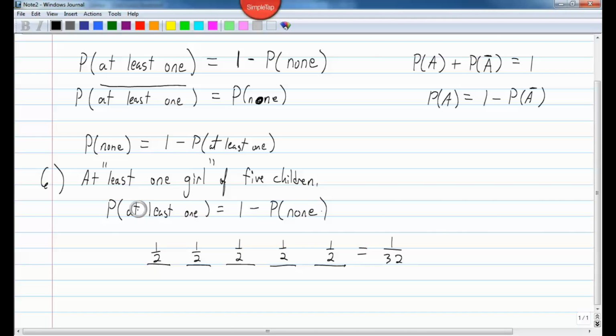So the probability of at least one girl will be equal to 1 minus 1 over 32. Get a common denominator. So that's 32 over 32 minus 1 over 32, or 31 over 32. See what that would be as a decimal.